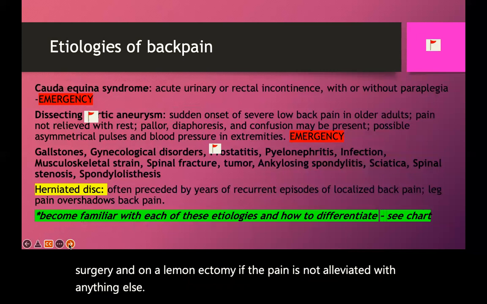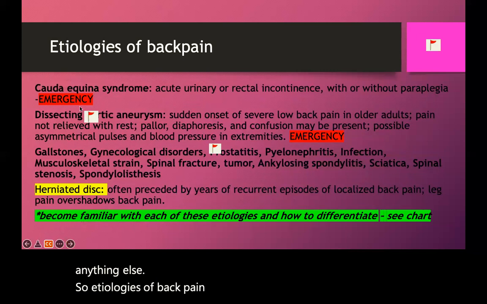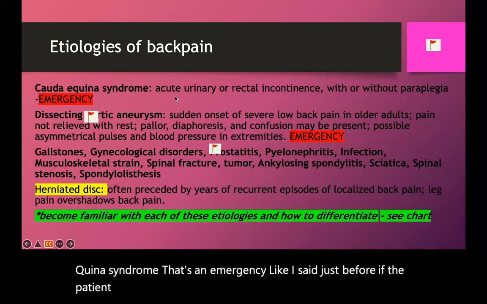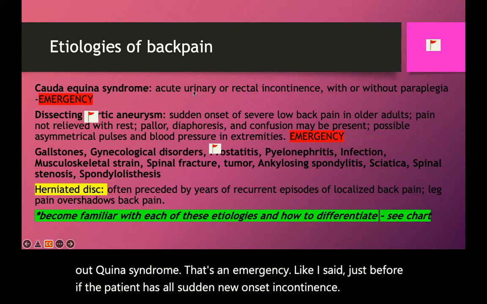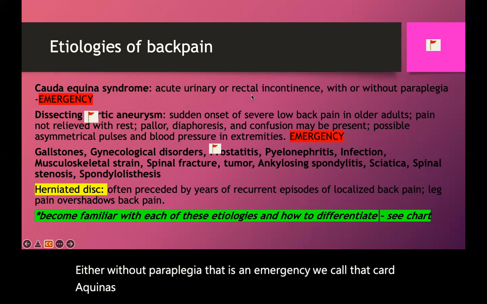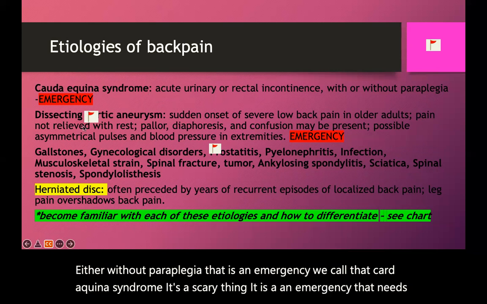So, etiologies of back pain. Let's talk about our emergency, cauda equina syndrome. That's an emergency. Like I said just before, if the patient has a sudden new onset incontinence with or without paraplegia, that is an emergency. We call that cauda equina syndrome. It's a scary thing. It is an emergency that needs emergency surgery.